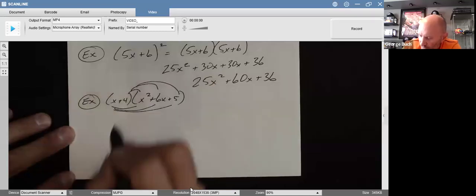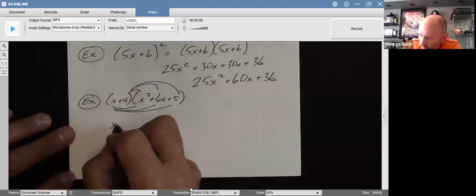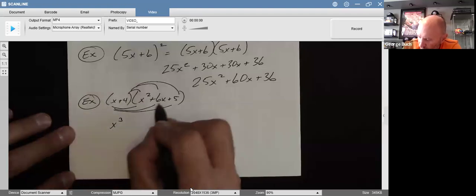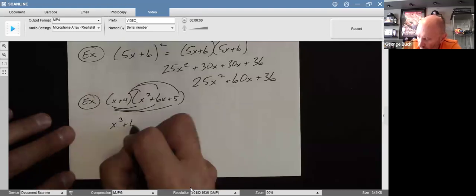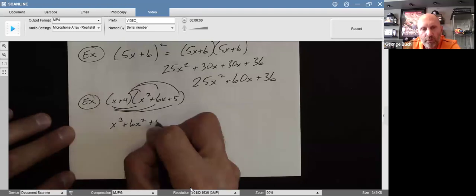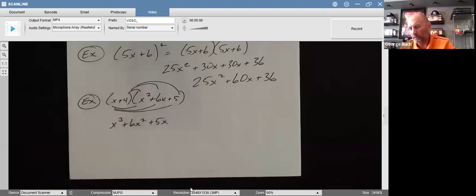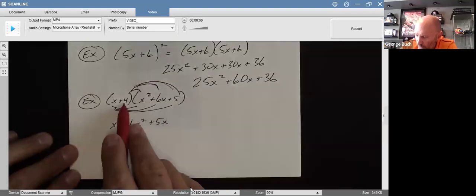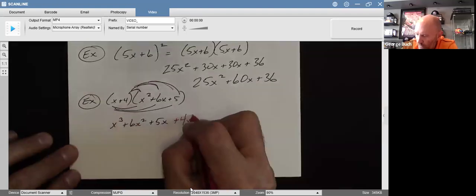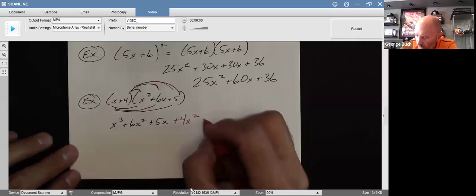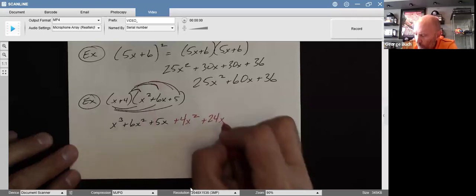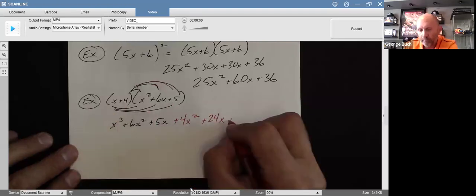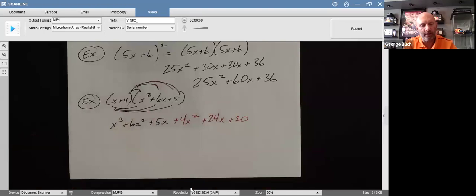So first, x times x squared is x to the third. x times 6x is plus 6x squared. x times 5 is 5x. Let me do them in a different color pen here so you can keep it straight. So that was multiplying x by all of these. Now let's do the 4 in the red. 4 times x squared, 4x squared. 4 times 6x, plus 24x. 4 times 5, 20. So that's the second set of 3 numbers that you should have got.